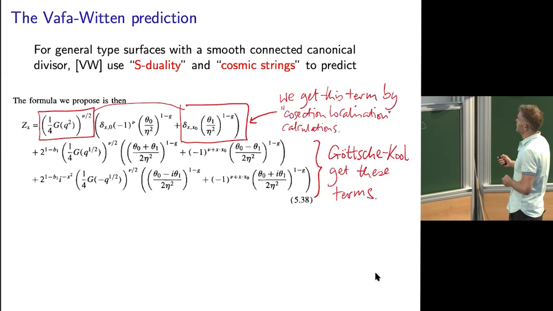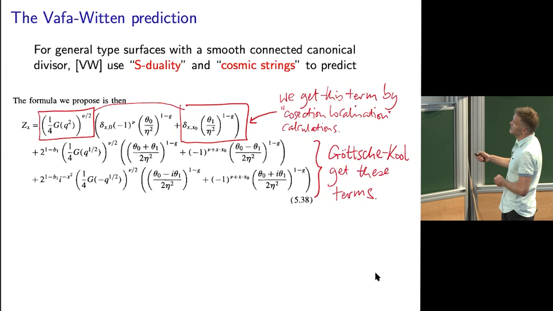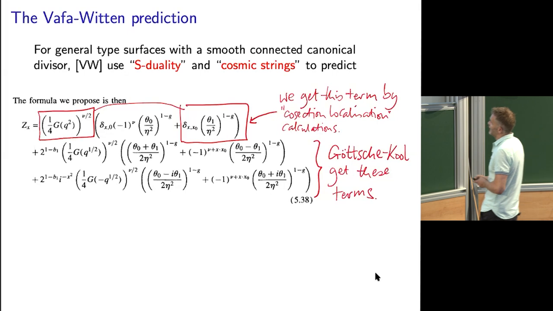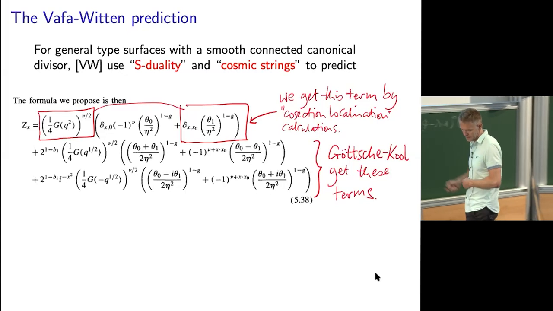So here's what it was. Göttsche and Kool were already seeing these terms. This is a cutout of the Vafa-Witten paper in 1994. Göttsche and Kool were already seeing these terms, but they weren't seeing this first line. And what we were seeing with this term, the first four terms that we managed to calculate, Martin observed, were exactly the first four terms of this. This is some generating series.